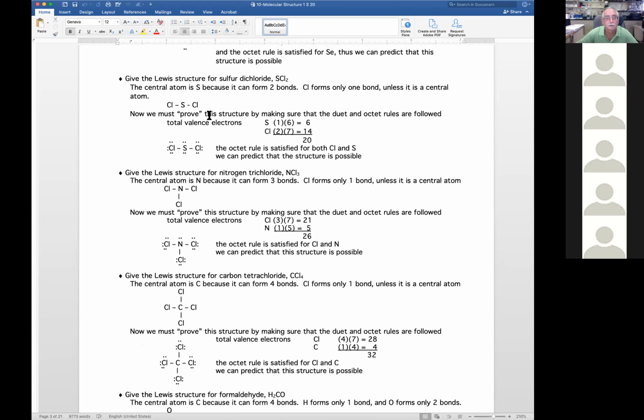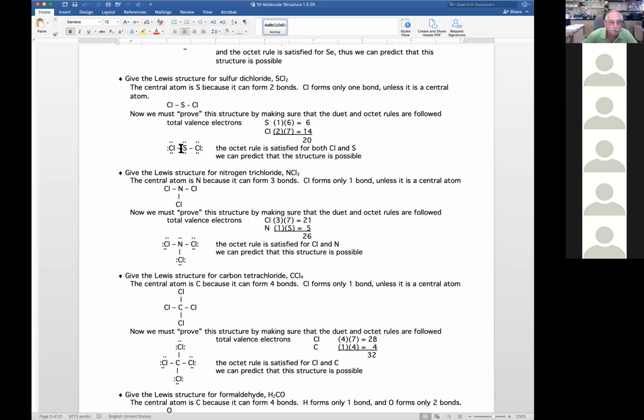Now I have to prove it by adding up all the valence electrons. By the way, notice that in every case, I took the time to add up all the valence electrons in a way that I can check my work, because I don't want to make mistakes. And when I watch students make mistakes, why is it they're making mistakes? Because they didn't add up their valence electrons carefully. So I got 20 dots to go in here.